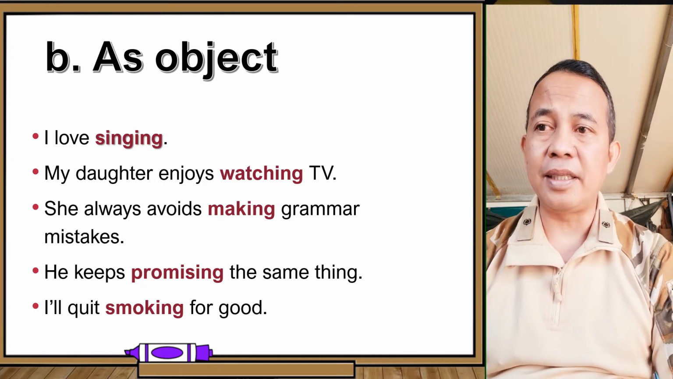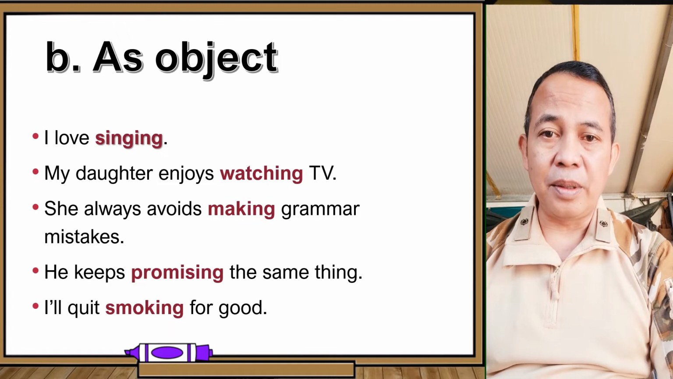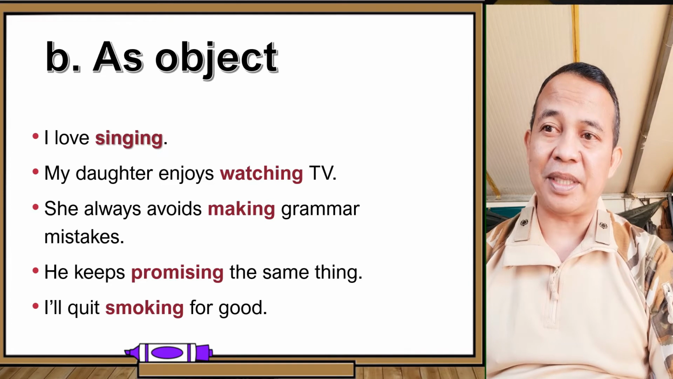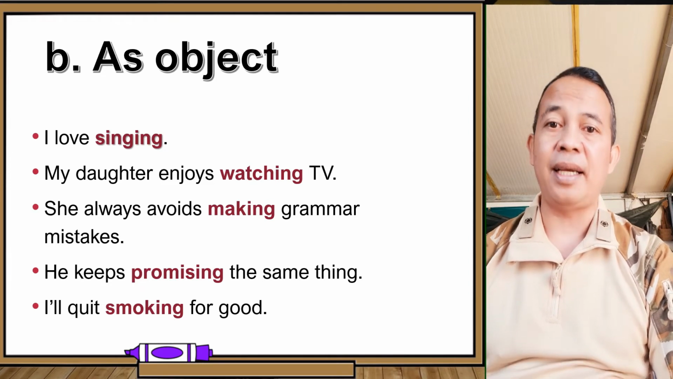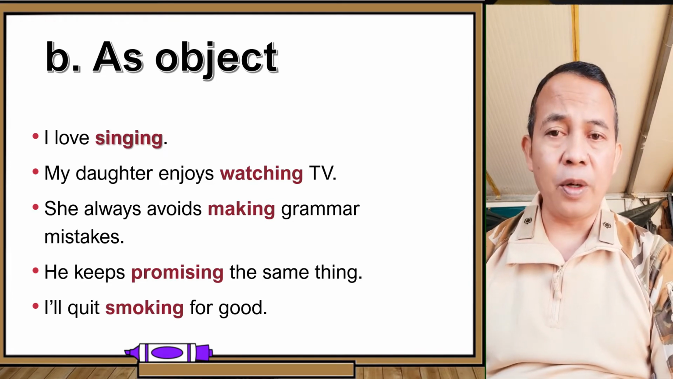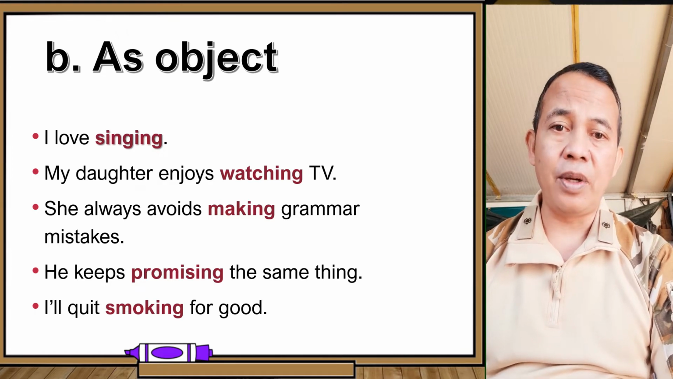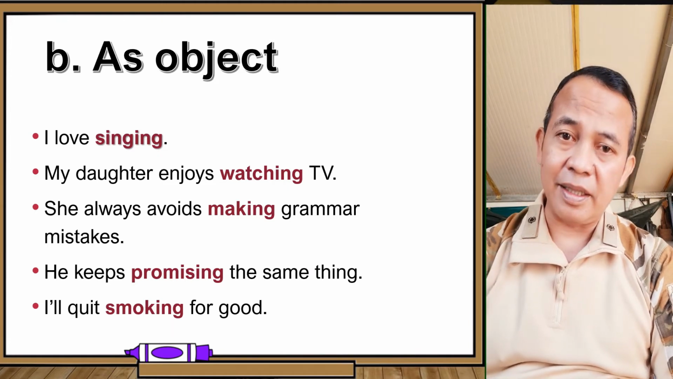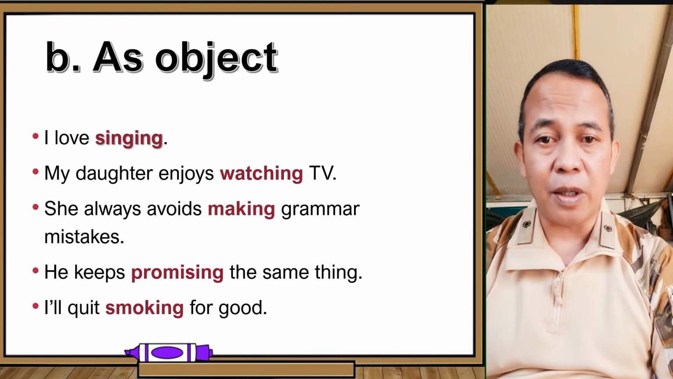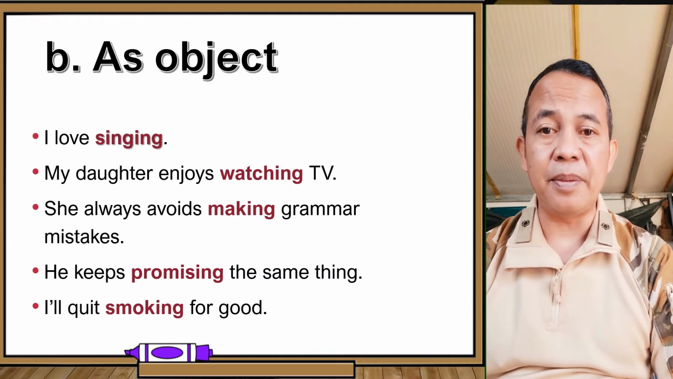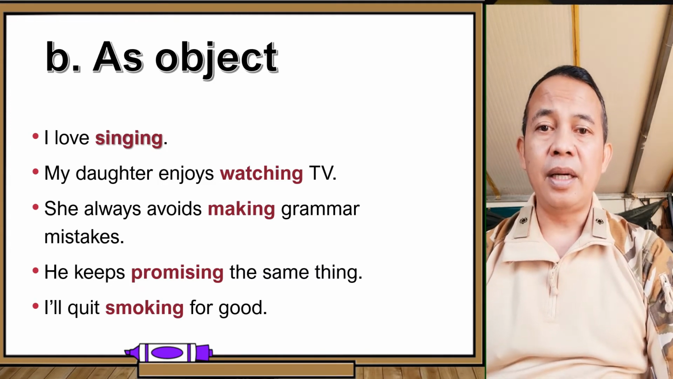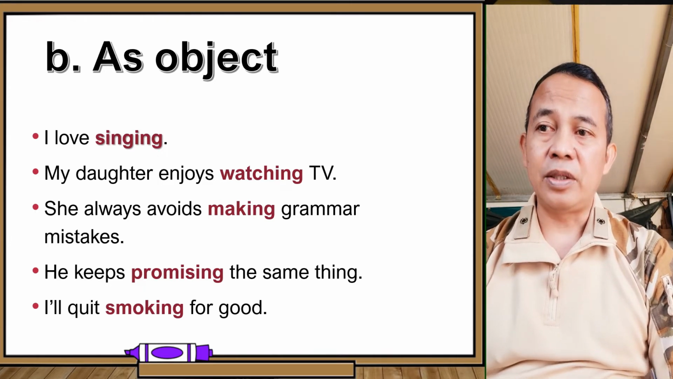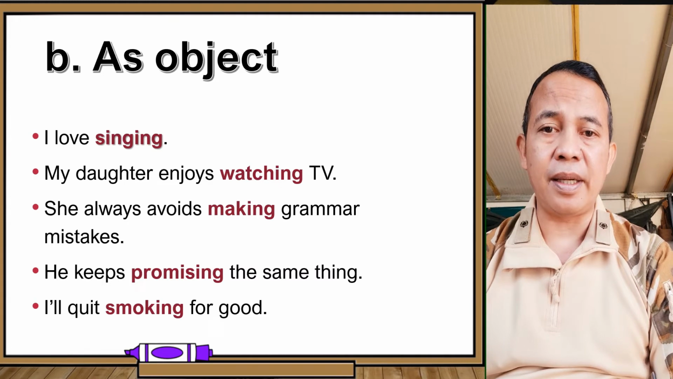The first sentence is "I love singing." After the word love is a verb, and then we need an object. We cannot say "I love sing." We say "I love singing." And then, "My daughter enjoys watching TV," because enjoys is also a verb. As usual, after transitive verbs like enjoy, we need an object. If the object is a verb, then you need to change it into a noun by adding ing after the verb. So it becomes "My daughter enjoys watching TV."